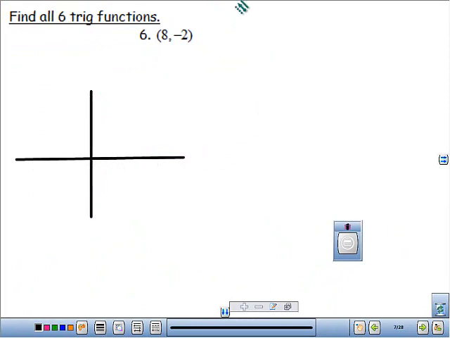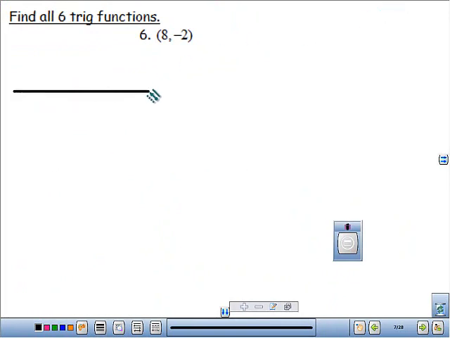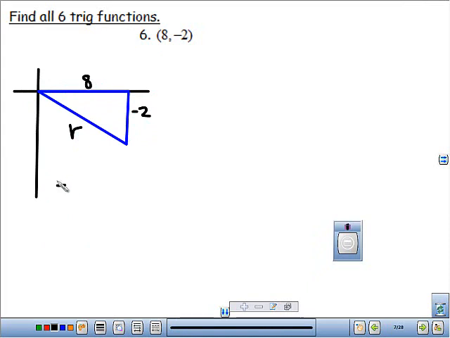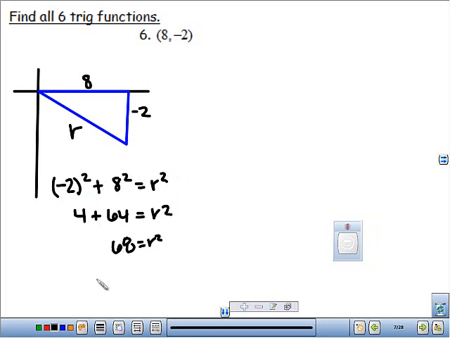Actually, I don't need to draw that whole thing. We only need the specific quadrant that we're in. 8, -2 is going to be in quadrant 4. So that means we go over 8, down 2, and I need to find my r. So I can do Pythagorean theorem. -2 squared plus 8 squared equals our radius squared. That gives me 4 and 64. I take the square root.